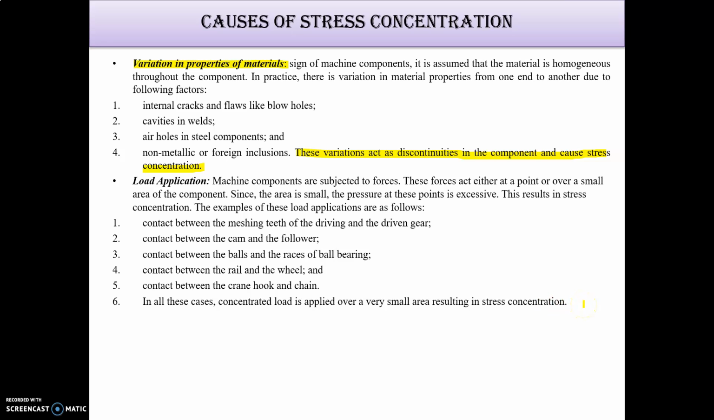So, I hope you understand that stress concentration is where a very small part is there, but at that part, more stress is occurring, which can lead to failure.